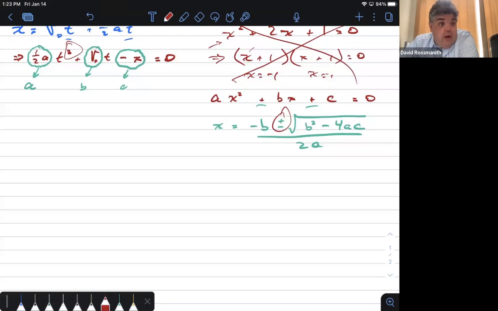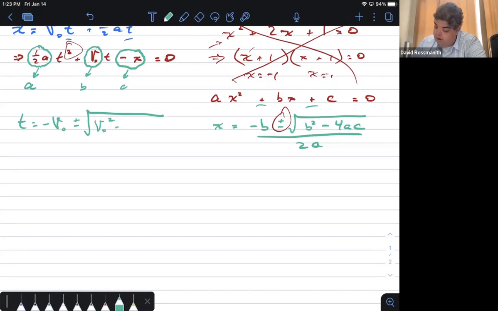So let's try it with this particular equation. Obviously, I don't know numbers yet, but I could still do this. I say, all right, t, the thing I'm looking for, is going to be equal to minus b. Well, what's my b? V naught. So minus v naught, plus or minus the square root of b squared, which is v naught squared, minus 4 times a. What is a? 1/2 a.